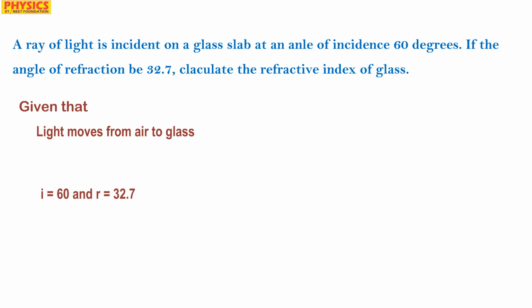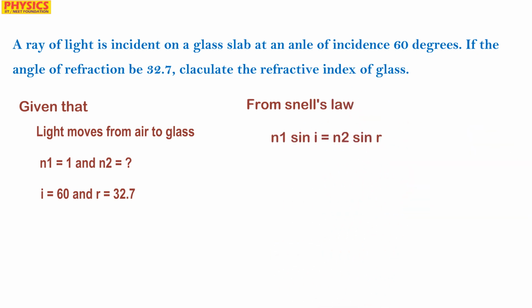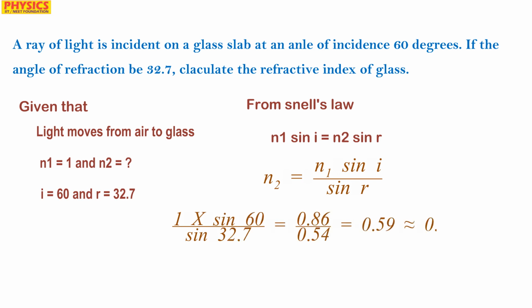32.7. So we need to calculate n2 value. n1 is the air and n2 is the glass. So from Snell's law, n1 sin i is equal to n2 sin r. Therefore n2 is equal to, I can write n1 sin i by sin r. So if you simplify that, you will be getting the value is 0.59, that is approximately 0.6. So the refractive index of glass slab is how much, Nana? 0.6. In this way we can solve the problems based on Snell's law.